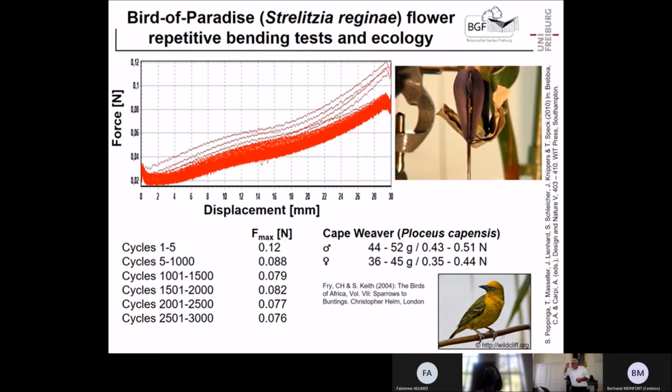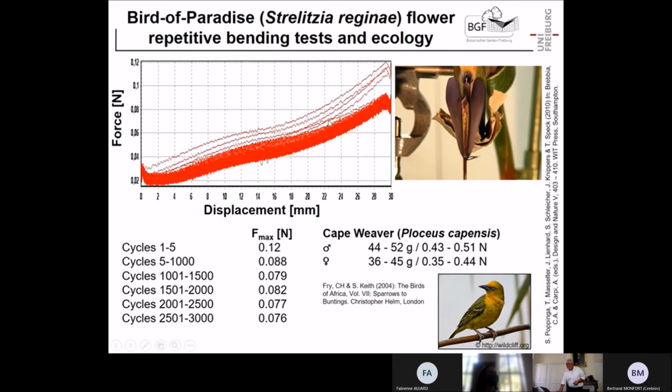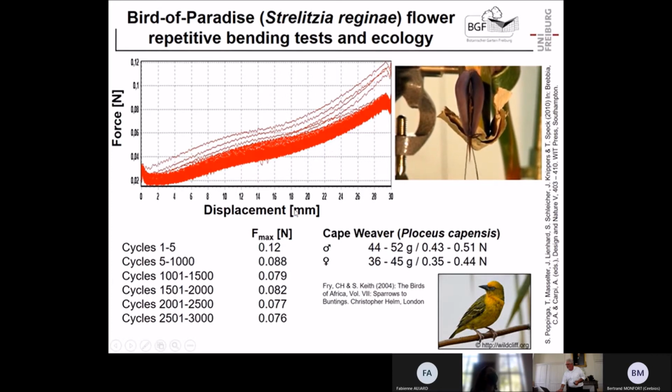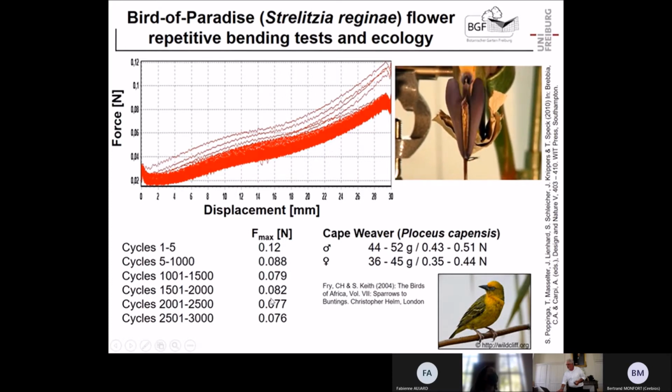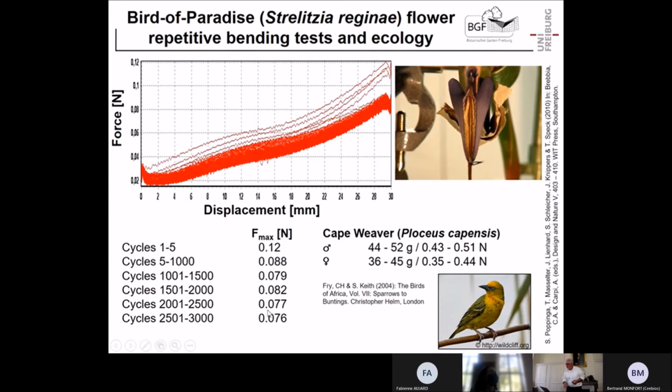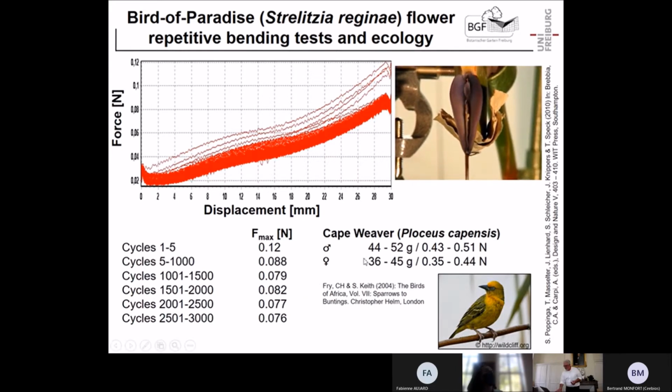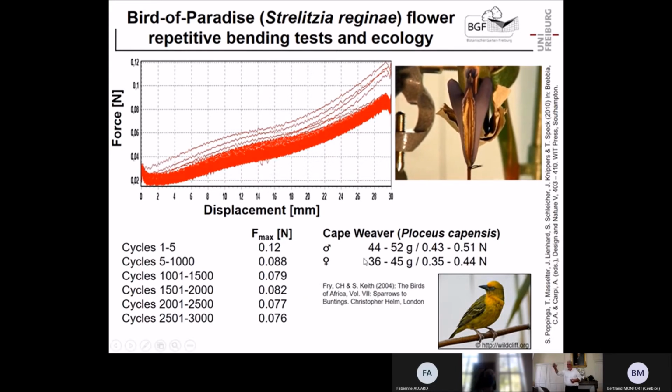You probably go for 5,000 watts. Interestingly, only the first 5 need a slightly higher force, about 0.1, 0.2, and the rest is always around 0.07, 0.08. And interestingly, if you calculate the weight force of a typical pollinator, a cape weaver, then it's about 5 times higher than the force needed to open.